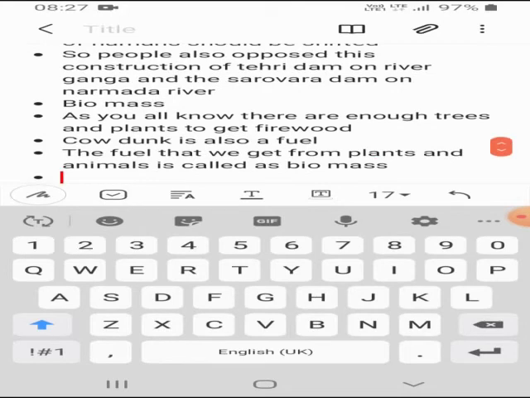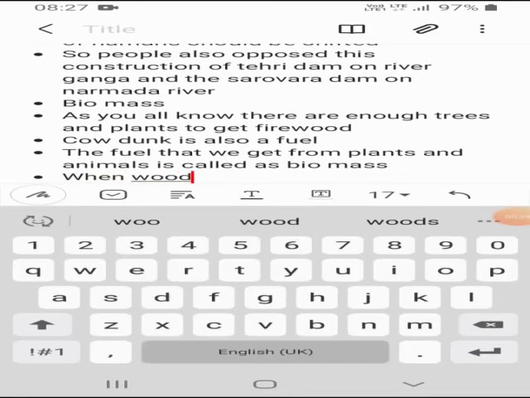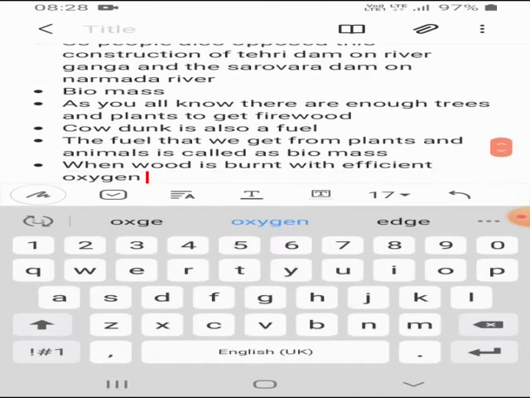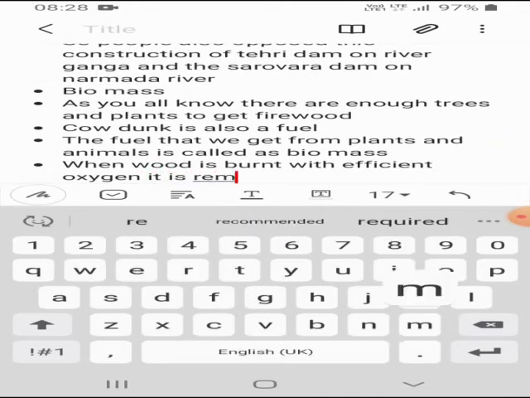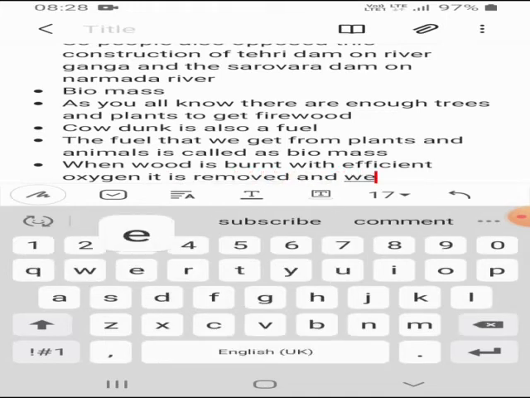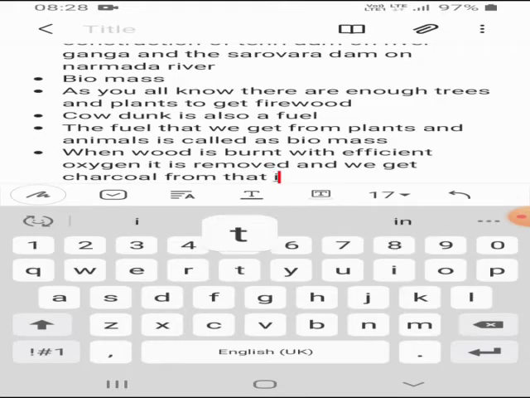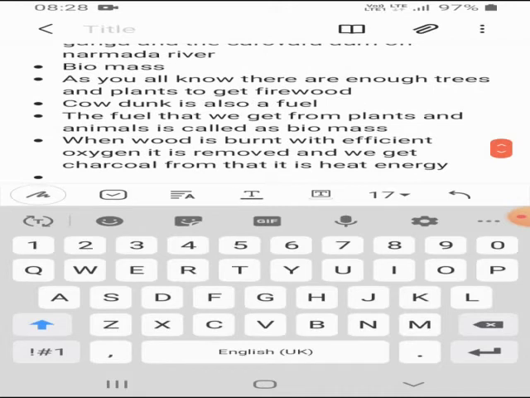As well as, when wood is burnt with insufficient oxygen, we get charcoal from that. It is a heat energy, as you can say, because by heating it we are getting that charcoal.